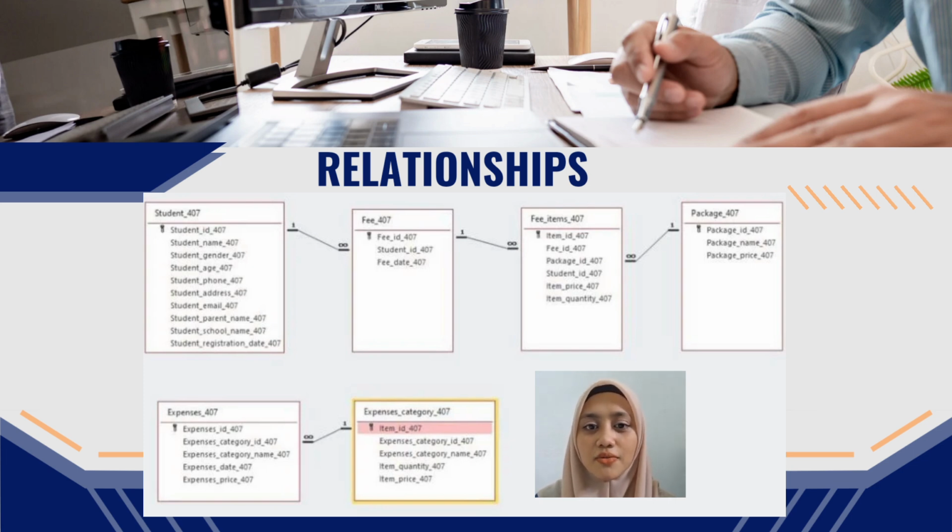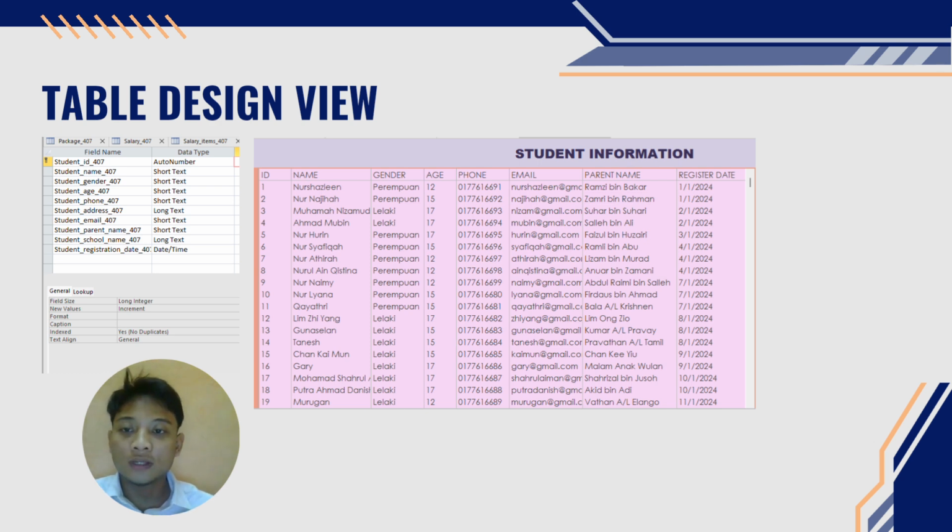The relationship between fees and expenses cannot be made into one relationship because their subforms are not the same. For the table part, this section lists the tables that we created for this project in Microsoft Access. There are 8 tables, which are the student table, expense category table, fee table, month table, package table, salary table, and school table. Each table will be explained with its field names and data types.